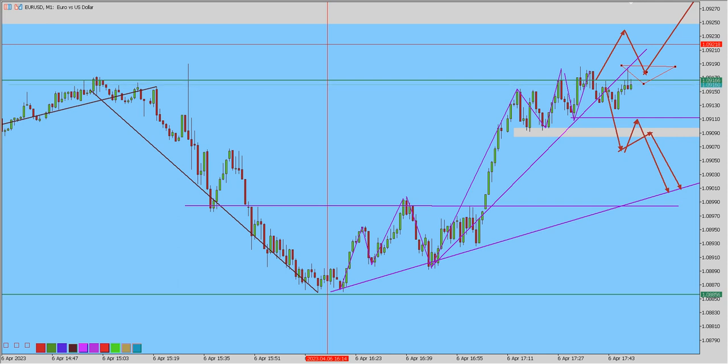Alright guys, this was how you analyze one asset in a multi-time frame way to find the best entry point in the lower time frames.